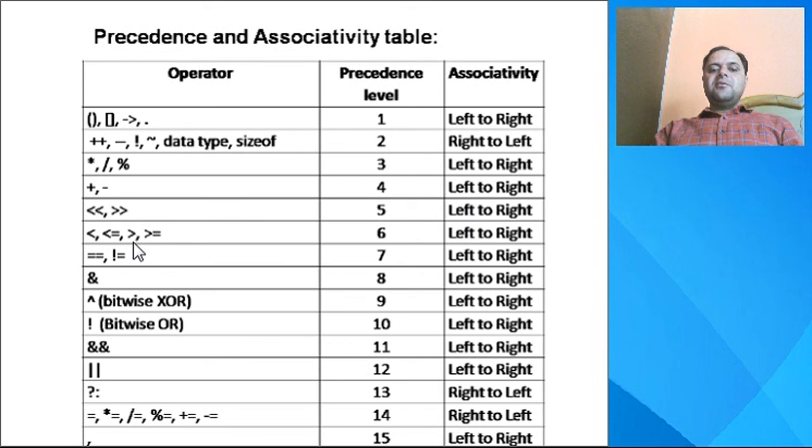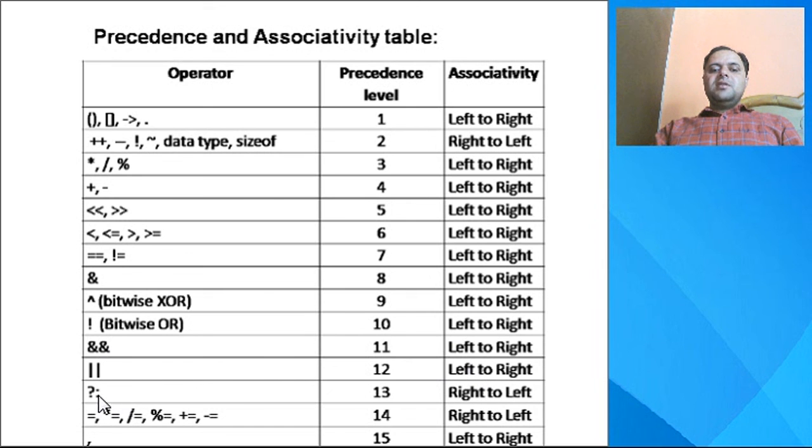Then less than equal to, greater than equal to, have precedence level 6 and left to right associativity. Then equal to, not equal to, precedence level 7 and associativity left to right. Then bitwise AND, precedence level 8 and associativity left to right. Bitwise exclusive OR, precedence level 9 and associativity left to right. Then bitwise OR, precedence level 10 and associativity left to right. Then logical AND, precedence level 11 and associativity left to right. Then logical OR, precedence level 12 and associativity left to right.